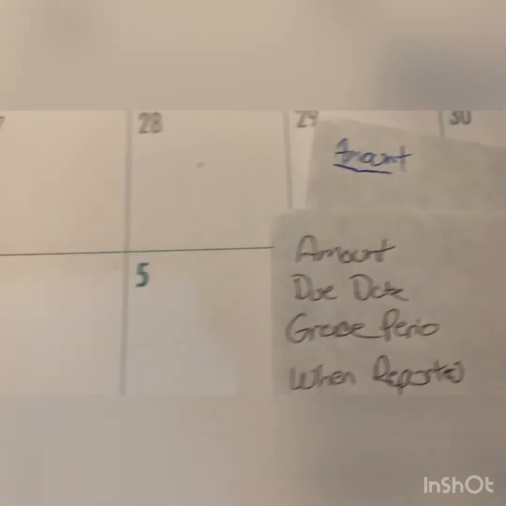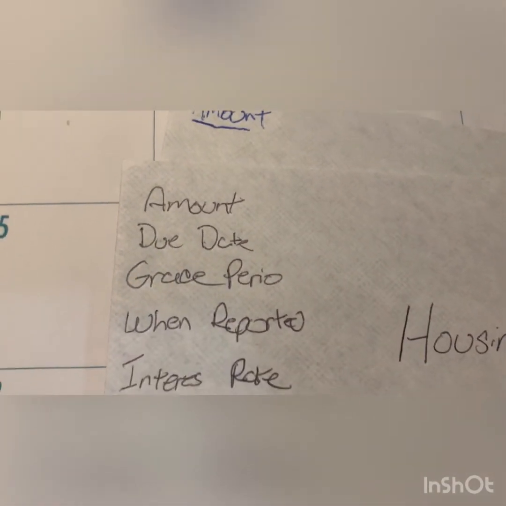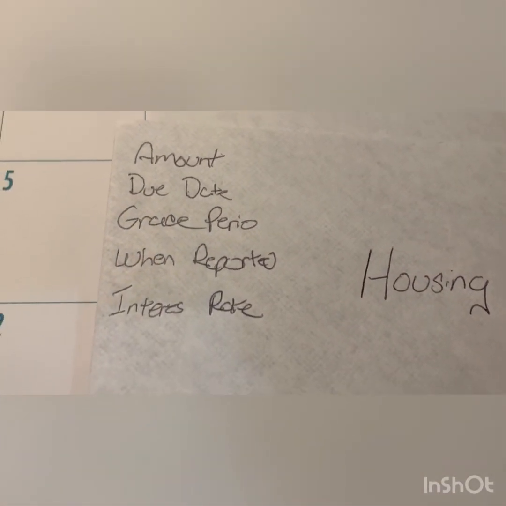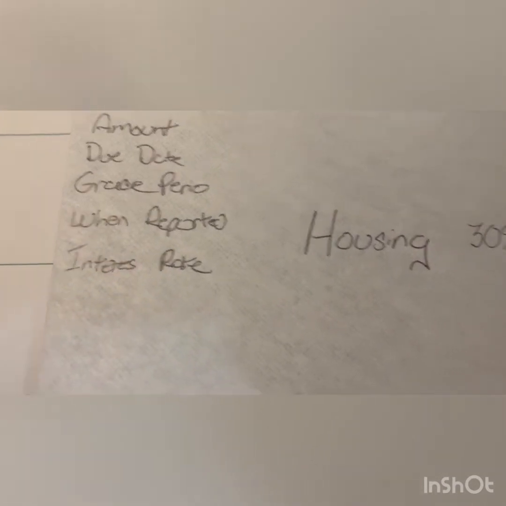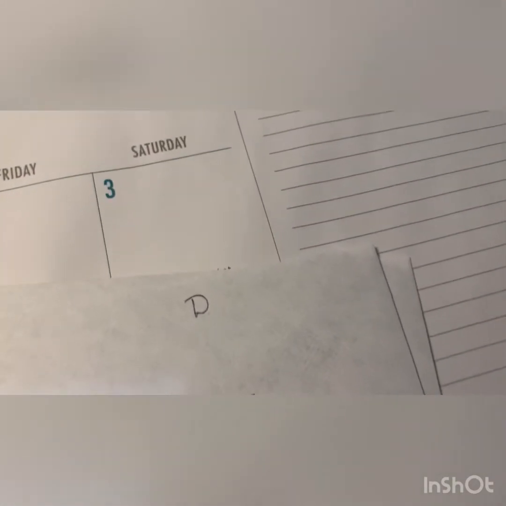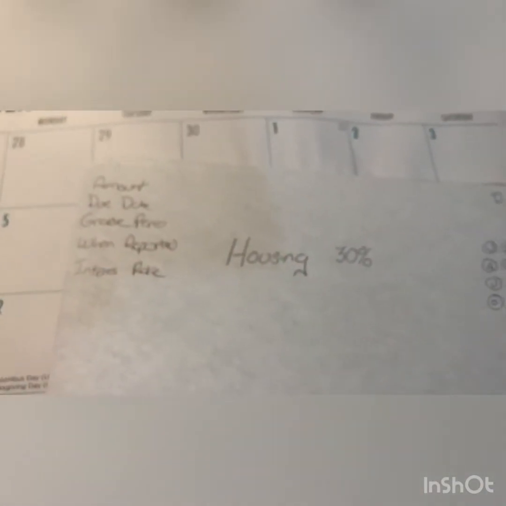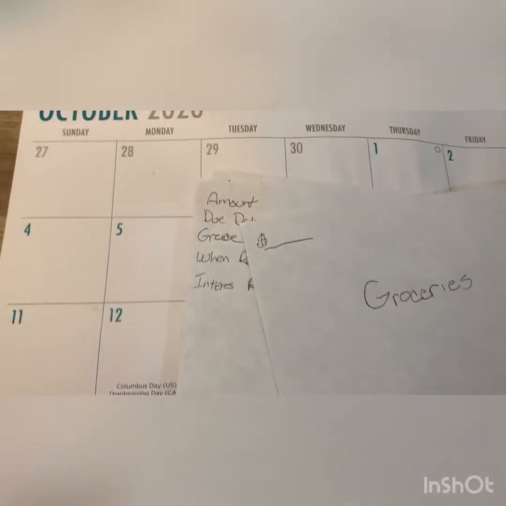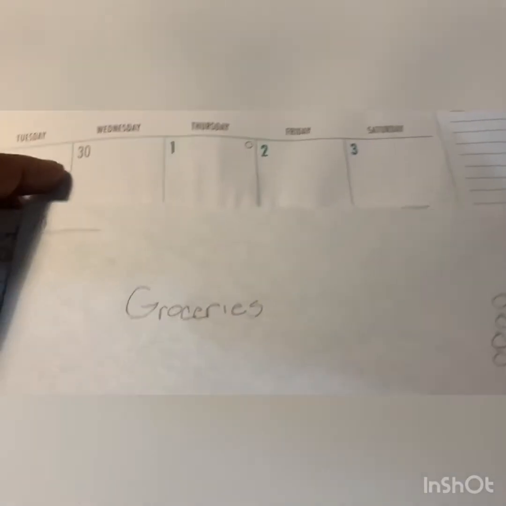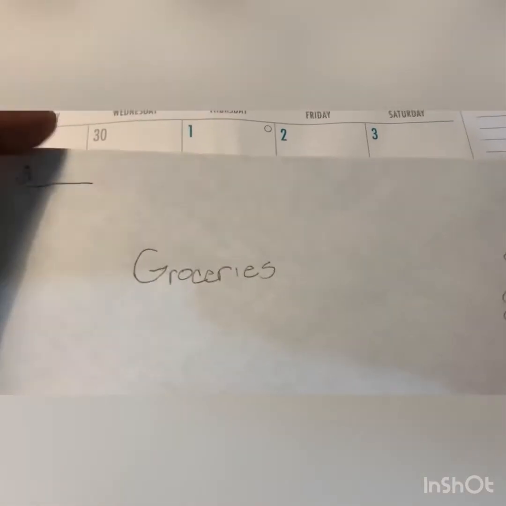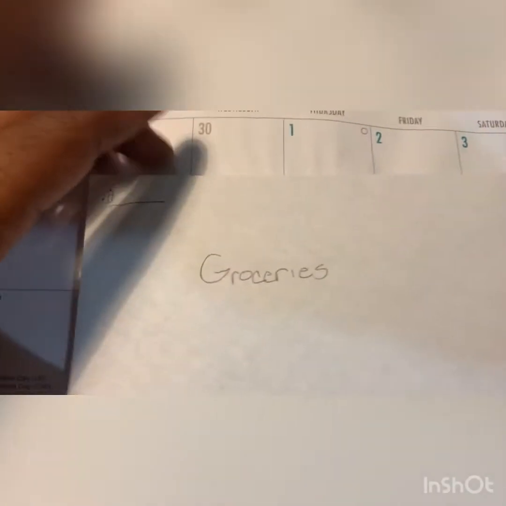30% of your budget. You want to understand the amount, when it's due, your grace period, when it is reported, your interest rate. You want to set those little spots up on your envelopes, and you can have as many envelopes as you need for your budget. And be sure to get that budget app, so that budget app will help you to make even better decisions.